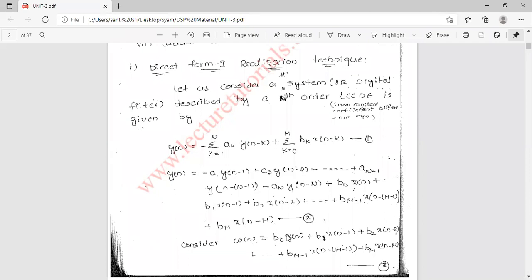Consider omega of n equal to b naught into x of n plus b1 into x of n minus 1 plus b2 into x of n minus 2 and so on, b of m minus 1 into x of n minus m plus 1 plus bm into x of n minus m. So this is considered as omega or w of n. So this is considered equation number 3, right?